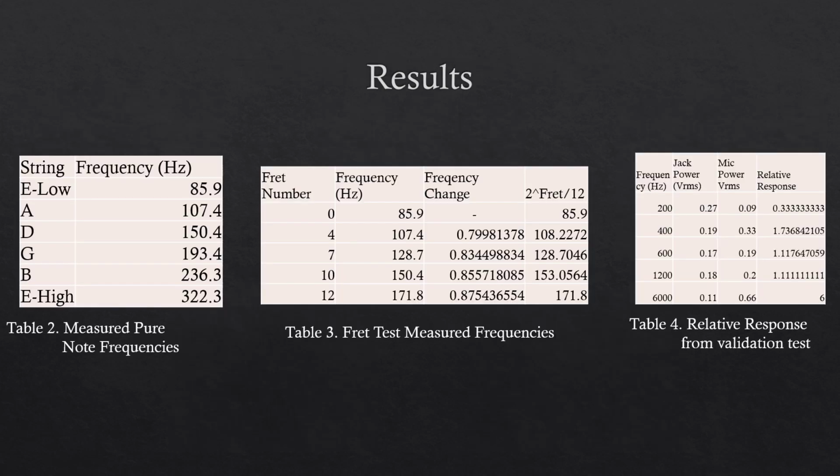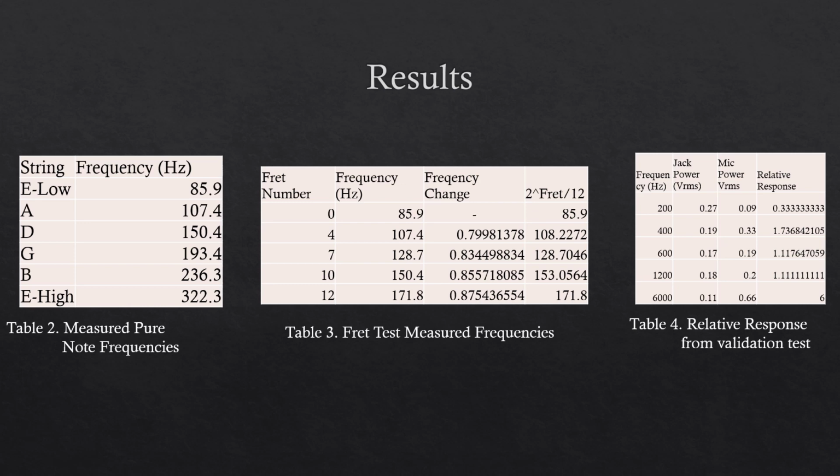We have the principal frequencies of all of our major notes on the guitar in pure notes, the results from our fret number and frequency changes, which will be used later on in the discussion, and the relative response from the validation data. And you can see that approximately the data follows that as the frequency increases, the relative response of the system also increases.